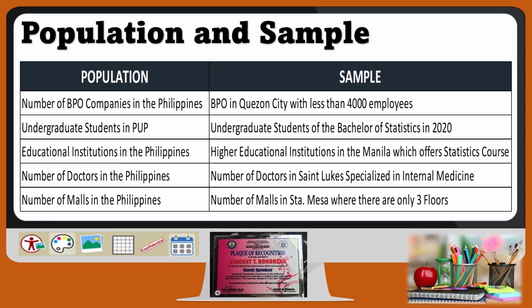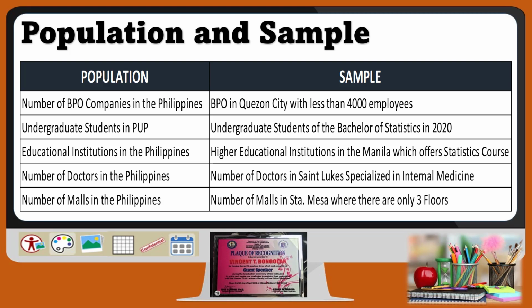So for you to be able to perform your research about the BPO companies in the Philippines, you have to delimit. Let's say, for example, instead of getting all the BPO companies in the Philippines, you only focus on the BPOs in Quezon City with less than 4,000 employees. You need to make sure that it is doable and under your scope.